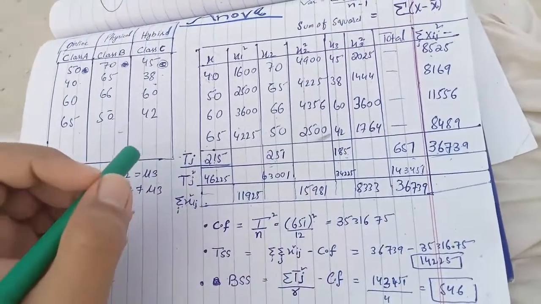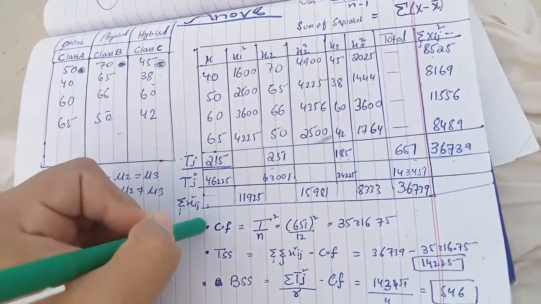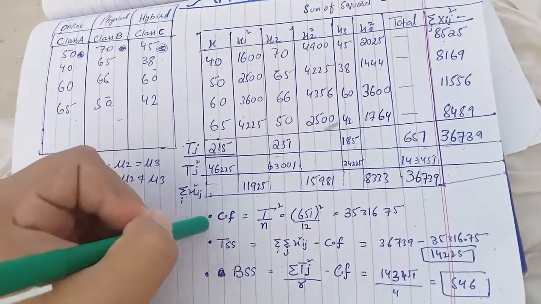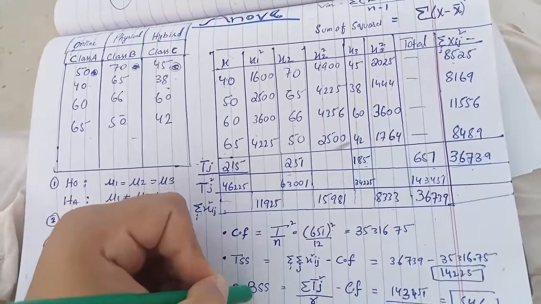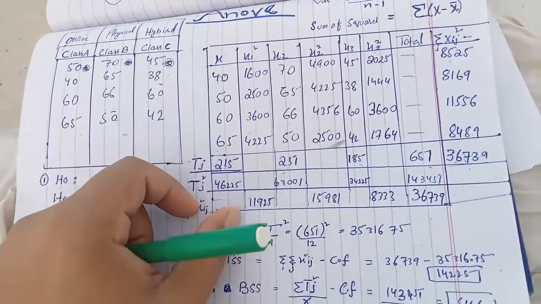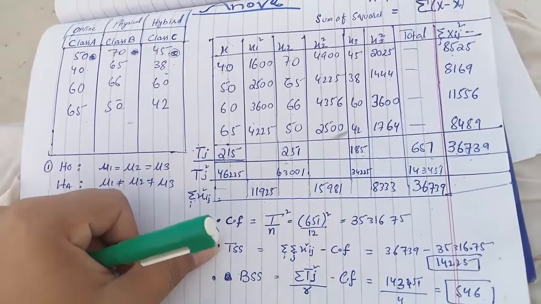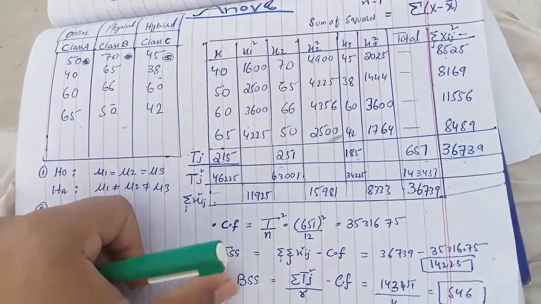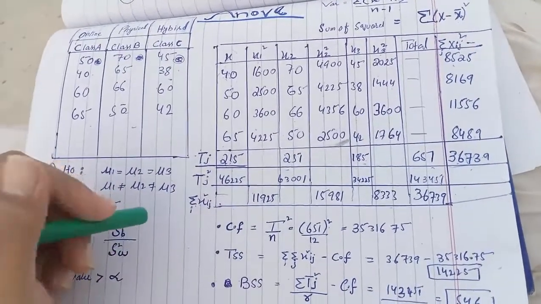Now so far we have calculated tj square and x square, and with the help of this we will get the correction factor, the total sum of square and the between sum of square. Now, as I said, the sum of square is nothing but the variation, right? So here we found TSS and BSS. TSS means the total sum of square and BSS means the between sum of square.